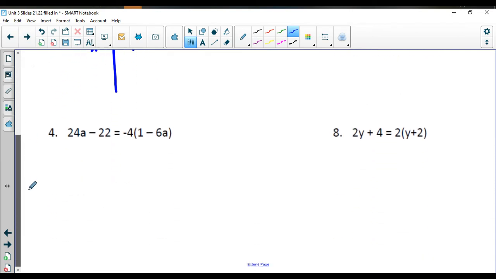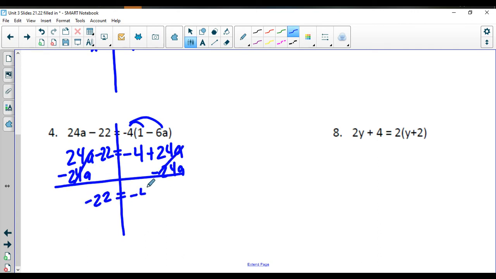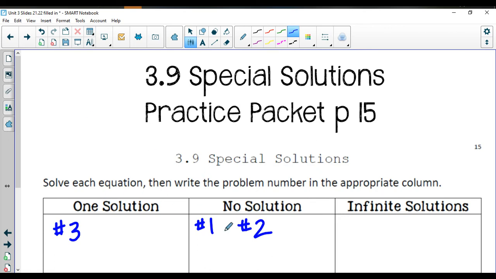For question number 4 then, I'm going to go ahead and distribute my -4. So I get -4 plus 24a is equal to 24a minus 22. Did you notice the a's are the same? So if I subtract them away, we're going to get a -22, cancel out, equals -4. They are not equal to each other, so number 4 is also a no solution problem.